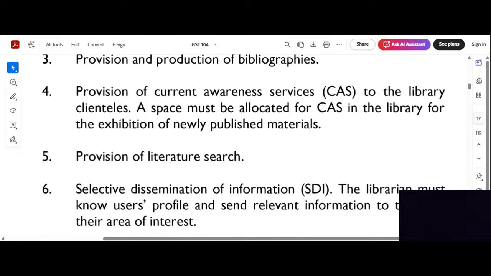Exhibits, these are the new ones, the hot guys we have in town, the hot guys that just came in last night, the hot guys that just came in 2 days ago. So that is the part of current awareness service. It informs you that these are new books that just came in.